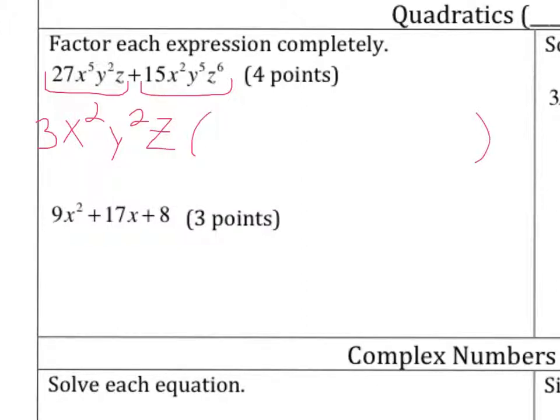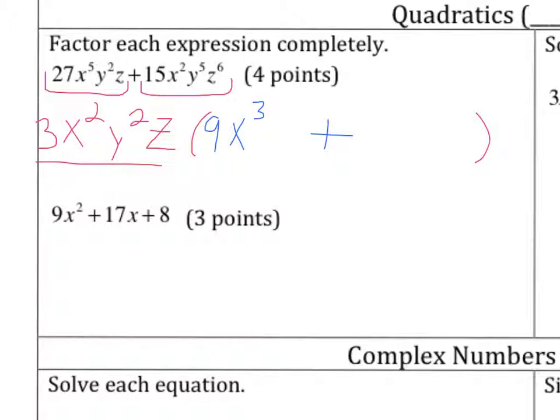Inside the parentheses, I'm going to put whatever's left after I factor out 3x squared y squared z. If I factor a 3 out of 27, I've got 9. If I factor an x squared out of x to the 5th, I've got x cubed. If I factor a y squared out of y squared, there's nothing left. And a z out of a z, I have nothing left there either.